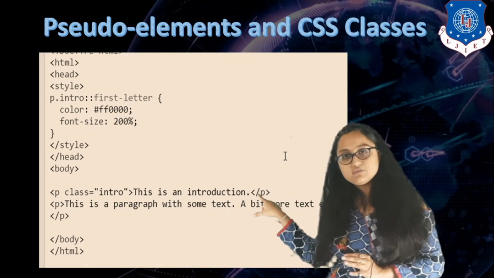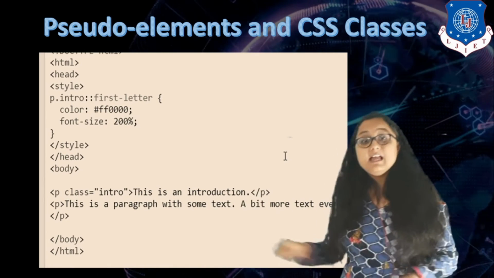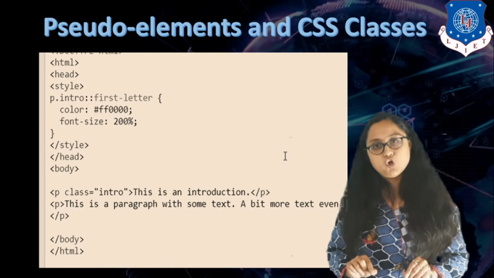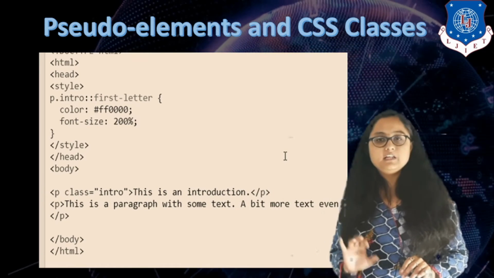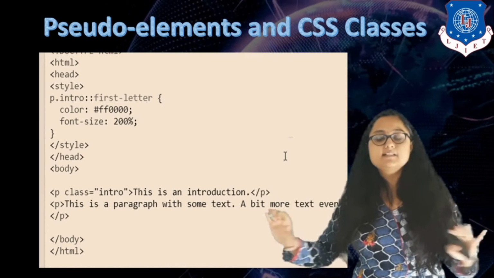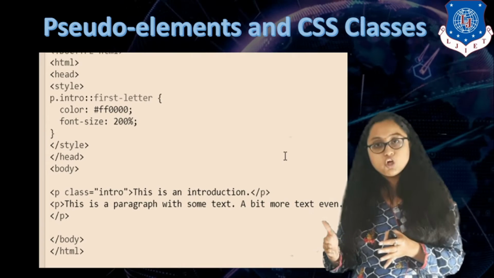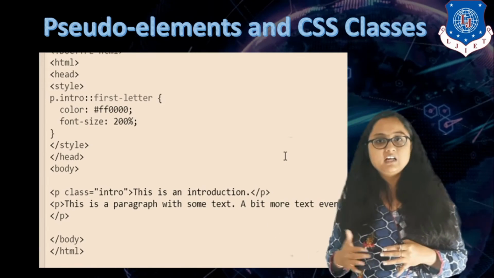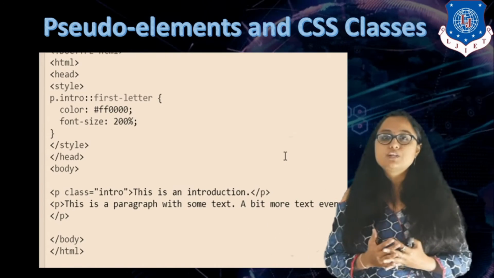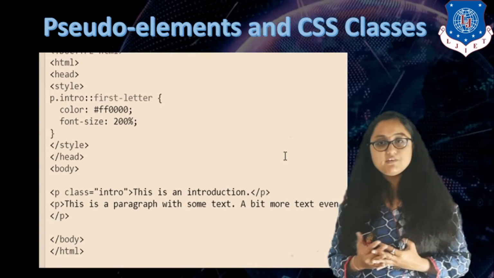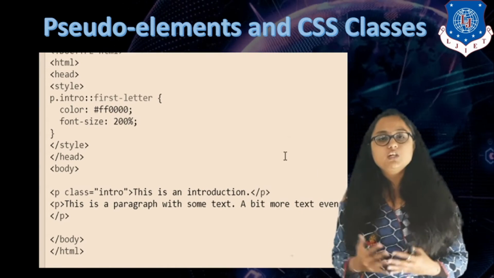So which paragraph will be selected? Only the first paragraph. And then you have to specify the double colon and your pseudo element name, that is first letter. So this is the whole syntax: selector dot class name, double colon operator, and then your pseudo element name in curly braces. Whatever property you want to specify, you can specify. Here again I have specified font color and font size.